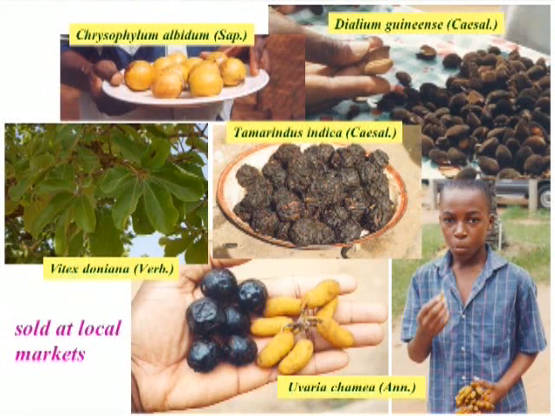The last one, Vitex doniana, is from the Verbenaceae family. The leaves are a really good vegetable that people use. It's a leafy vegetable, and the fruit is the black one that you see there. It's really, really good. It has a good aroma, and it's sold. People make money from using it.